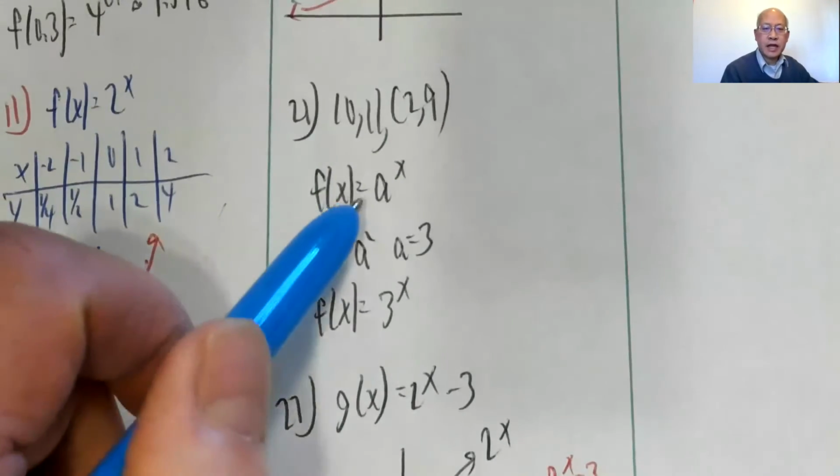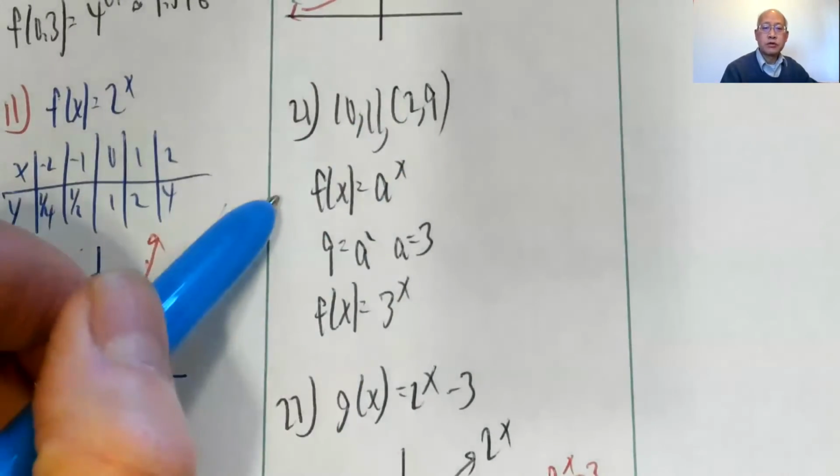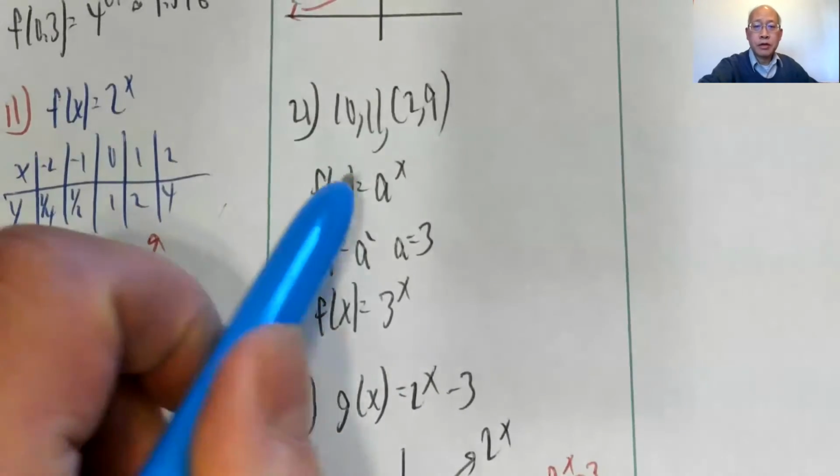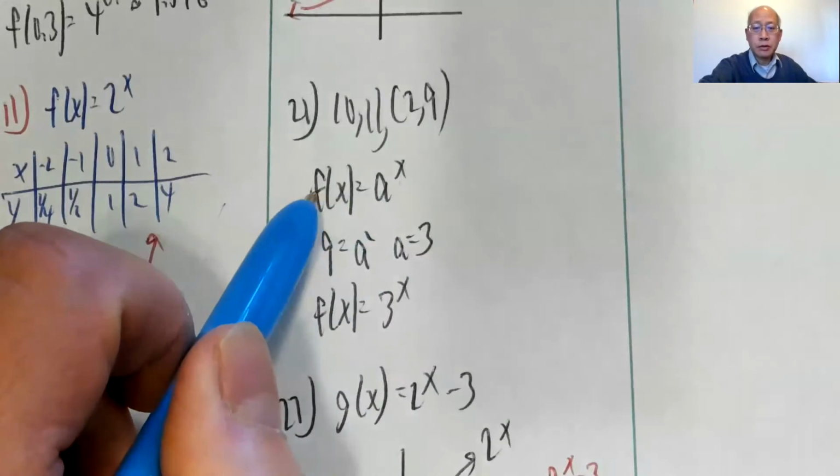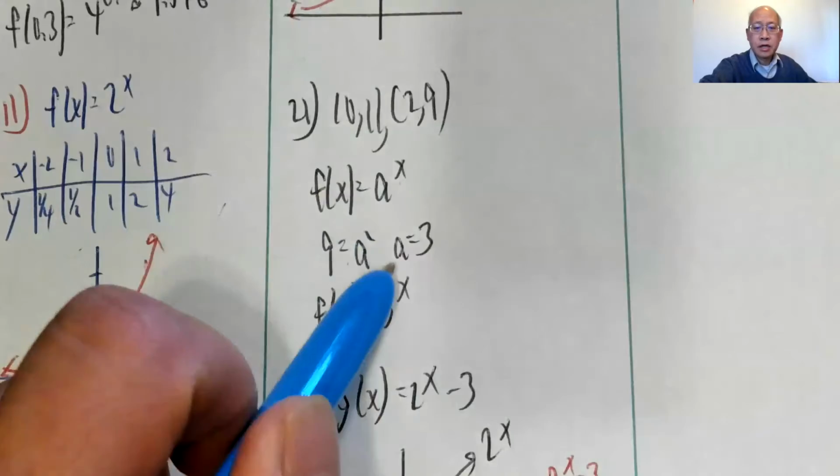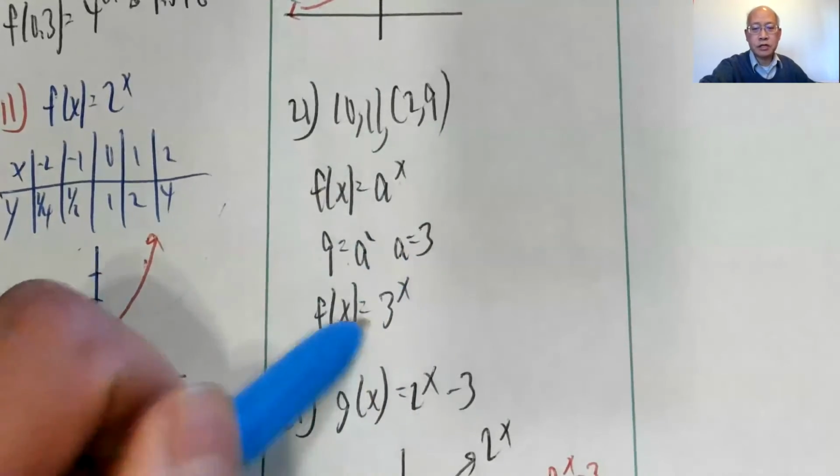21, f of x is a to the x, 0, 1, 2, 9. Well, if I plug in 2, I'm supposed to get 9. So 9 is a squared. That means a is equal to 3. So f of x is just 3 to the x.